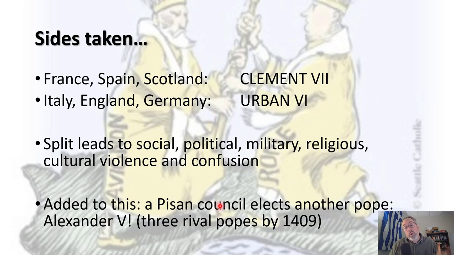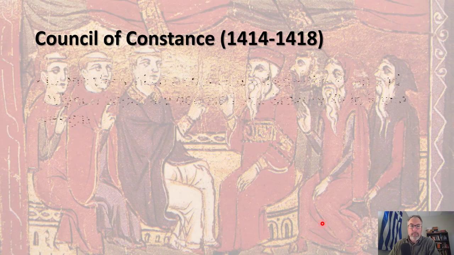Now add to this, it gets even worse in the city of Pisa, also in Italy, most famous today for its Leaning Tower. A local religious council gets together and says, we don't like the Pope in Rome or the Pope in Avignon. We're going to elect our own Pope. And so they elect a Pope by the name of Alexander V. And so by the time you get to the year 1409, early 15th century, you have 3 rival popes. And so again, just emblematic of the disorder and chaos of this era.